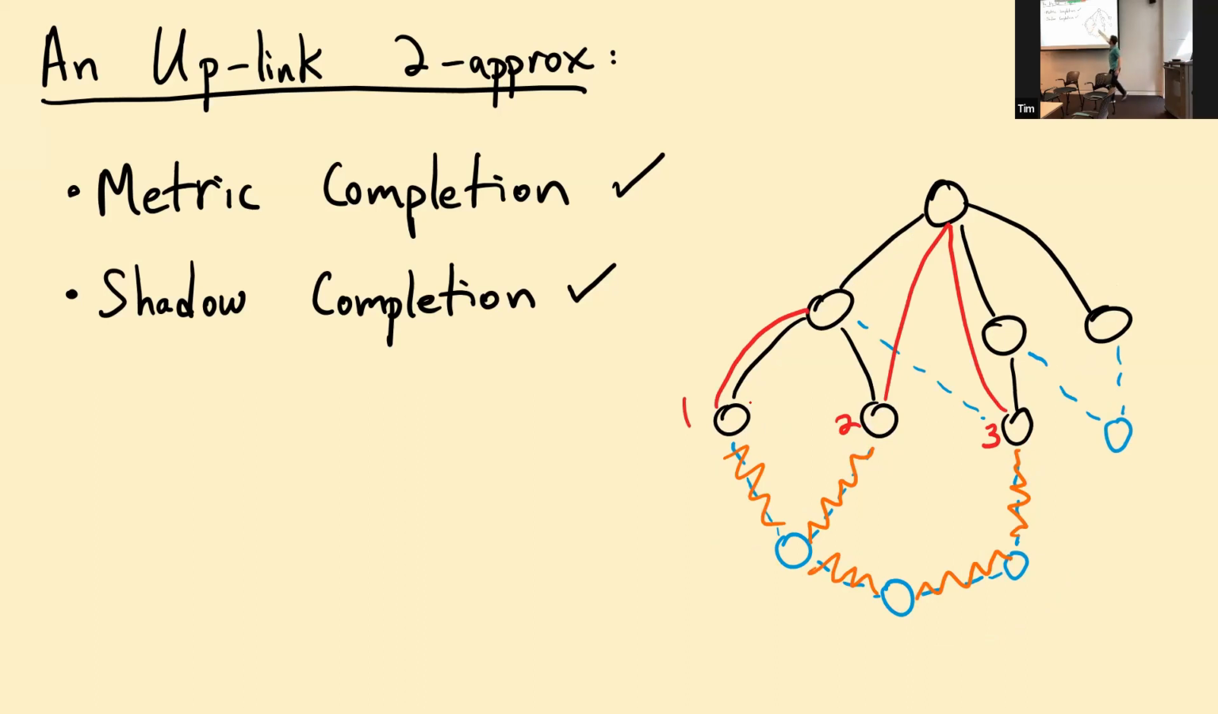Then instead of going from 2 to 3, I'll go from 2 to the least common ancestor of 2 and 3. And then from 3 to 1, I'll go from 3 to the least common ancestor of 3 and 1. Okay, so I can do that. It's not clear that that's still feasible, but using shadow completion, it is still at most twice the cost, because each of these links are shadows of the links that go directly between the terminals.